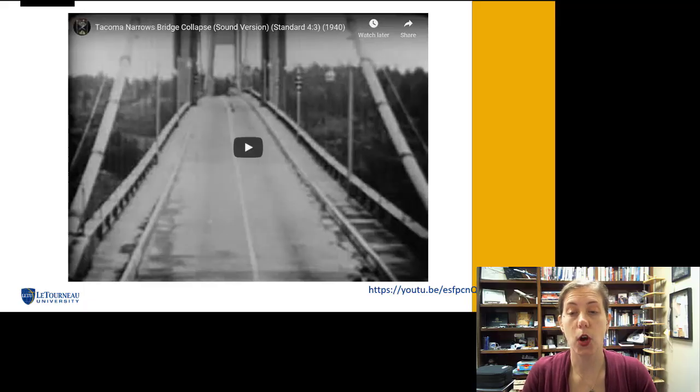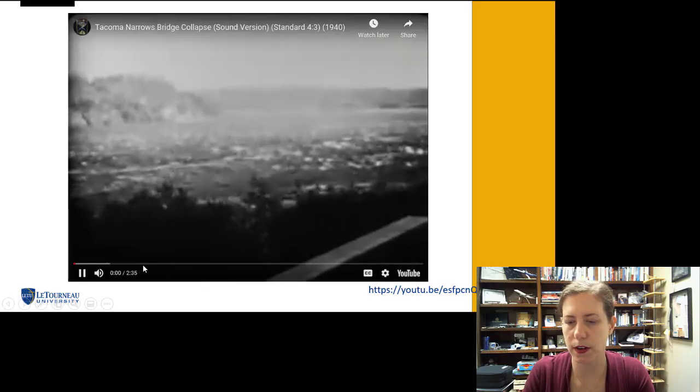Four months after it opened, this happened at the Tacoma Narrows Bridge in Washington State. Resonance caused by the wind caused oscillations because of the aerodynamics of the bridge itself. I'm not going to show the whole video, but we're just going to fast forward here.